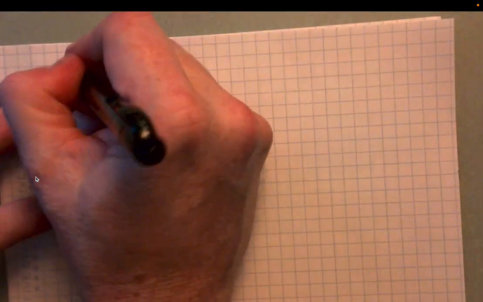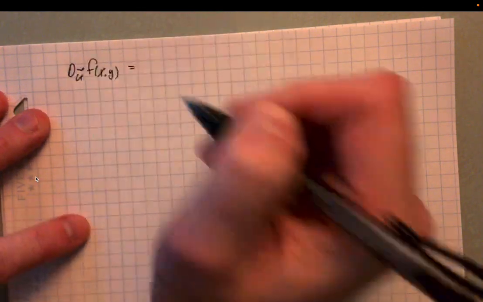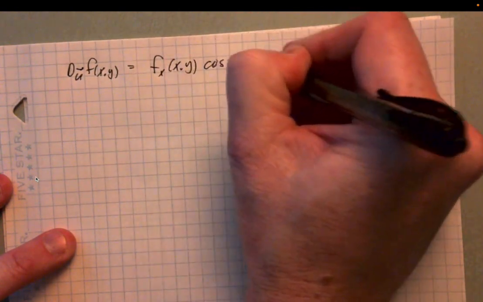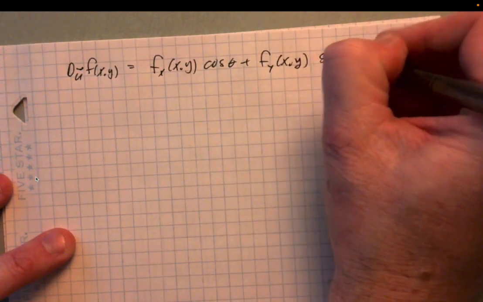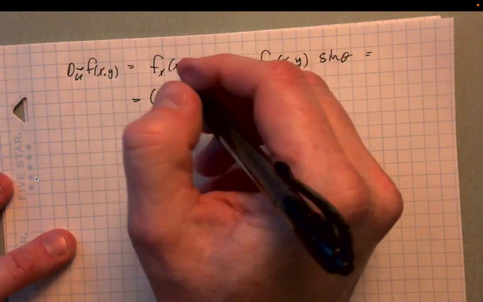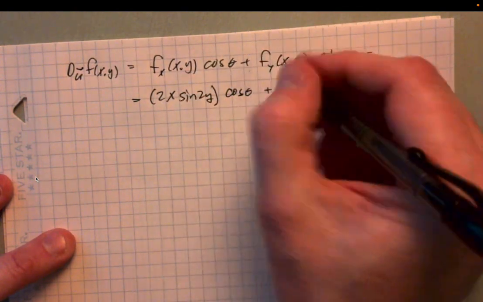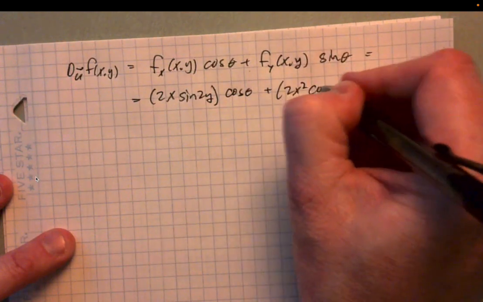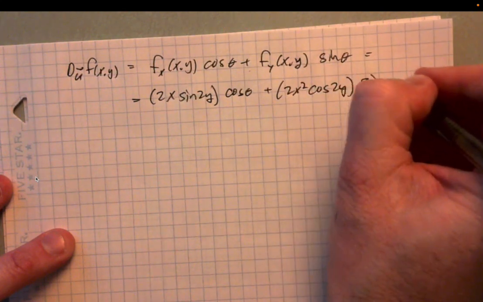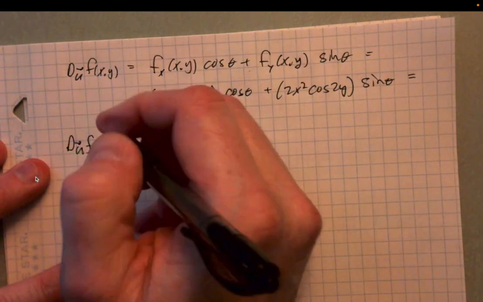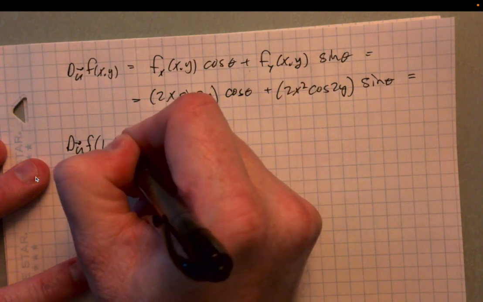So we would say the derivative D_u f(x,y) is equal to f_x times cos θ plus f_y times sin θ. Plugging these things in, you get 2x sin(2y) times cos θ, we'll come back for those, and then f_y was 2x² cos(2y), and that's times sin θ. Okay, and what we can do then is evaluate this function using all of the given values. So D_u f, evaluated at (1, π/2).